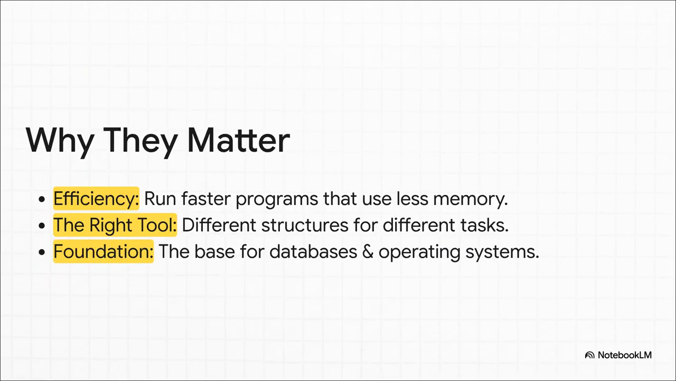So why is this such a big deal? Well, first off, efficiency. The right structure means your app runs faster without gobbling up all your device's memory. And then there's the whole right tool for the job thing. Think about it. A contact list needs a super fast search, but a text editor needs efficient typing and deleting. Totally different jobs, so they need different structures. And on a much bigger scale, these structures are the absolute foundation for, well, everything, from massive databases to the operating system running on your phone right now.